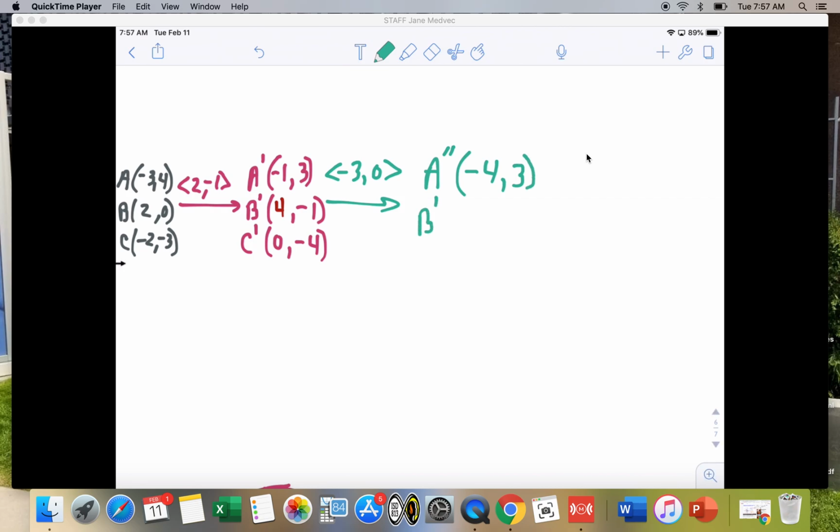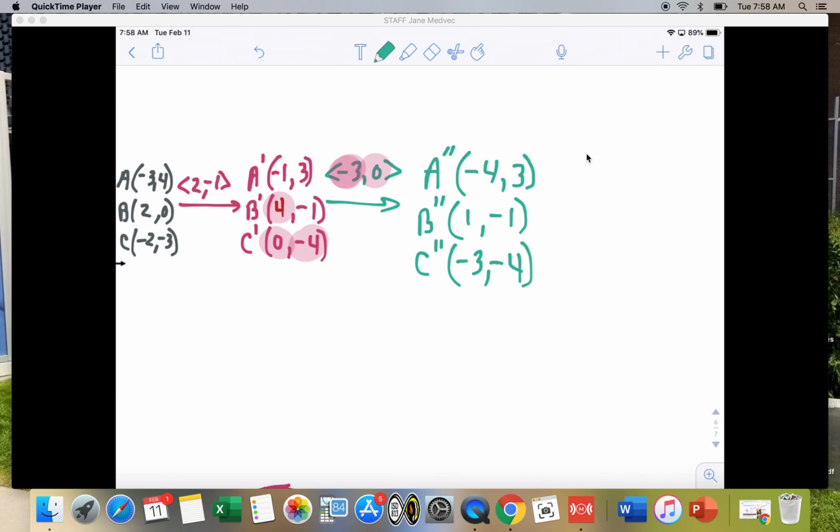B double prime, I'm going to take my 4 and I'm going to subtract 3. So I get 1. I'm going to take -1, add 0, I get -1. C double prime, I'm going to take 0 and I'm going to add -3, so I get -3. And then I'm going to take my -4 and I'm going to add 0 and I get -4.